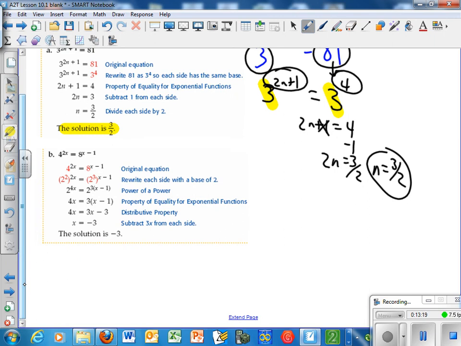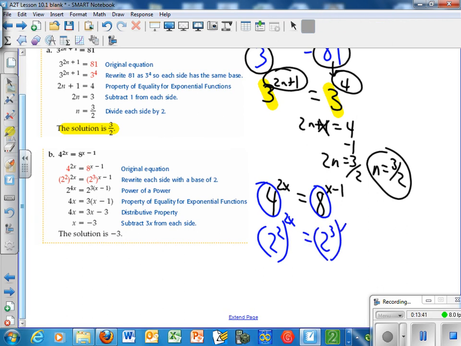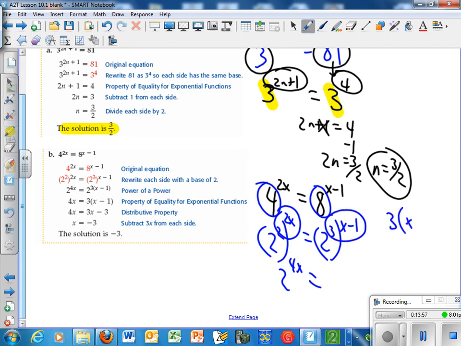Next example down here, I have 4 to the 2x power equals 8 to the x minus 1 power. If you look at these two bases, I can't write 8 as 4 to a power, but I can actually write both as powers of 2. 4 is 2 squared. Now that power of 2x goes on the outside of the parentheses. This one can be written as 2 cubed, and then my power that was on the 8 goes on the outside of parentheses. Now my power rule applies. Power to an outside power, I multiply exponents. So 2x times 2 is 4x. Here, I multiply exponents. Now I'm really taking 3 times x minus 1, where I have to distribute, which is going to be 3x minus 3. So it's 2 to the 3x minus 3 power.